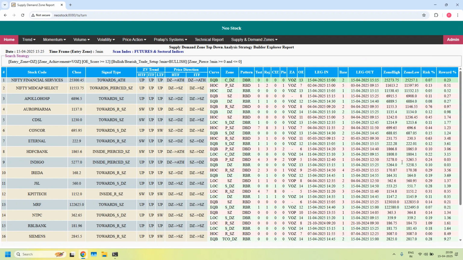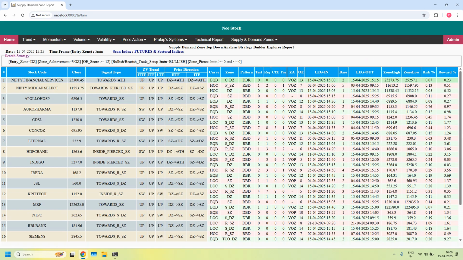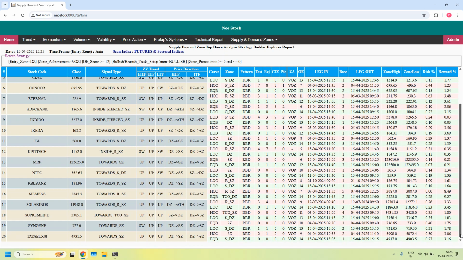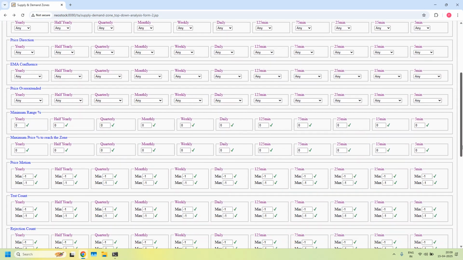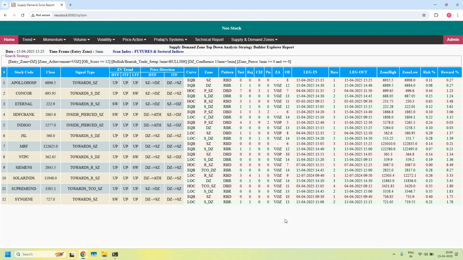With these filters, we got 20 stocks. First 16 stocks in the list, scrolling the list down, so total 20. In all 20 stocks, the entry time frame zones are 5 minute demand zones. Out of these 20, let us verify how many 5 minute demand zones have ITF demand zone confluence, that is 5 minutes and 15 minutes demand zone confluence. With this filter, we got 12 stocks.